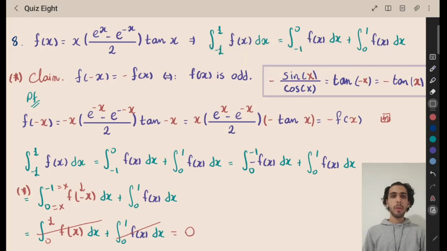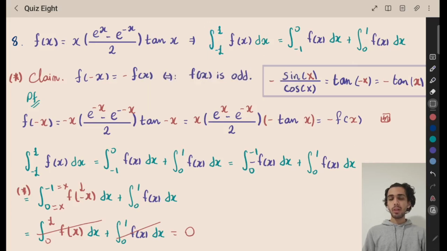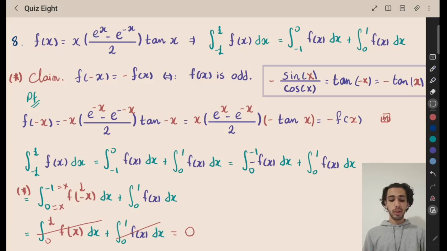So to recap, if you have an odd function that's complicated, then it is always 0. But the trick is to ask yourself the right question. If you see a symmetric interval, then this should always ring a bell. And the bell is to check if the function is odd or not, because if it is, it will save you a lot of time.